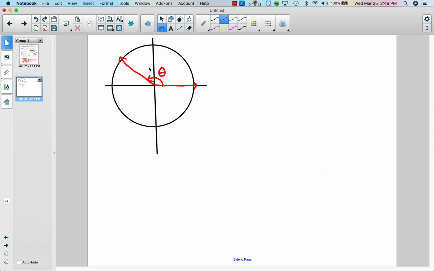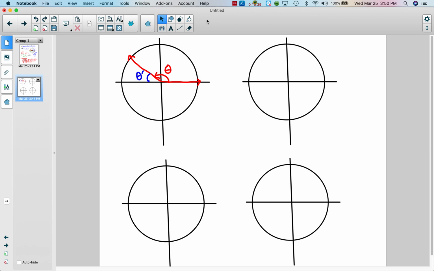So suppose this is my angle theta, and I wanted to know what's the reference angle. Well, the reference angle is the acute angle that's formed by the terminal side, this is the terminal side here, and the x-axis. So my theta prime would be in this spot right here. So if this was theta, this would be theta prime.